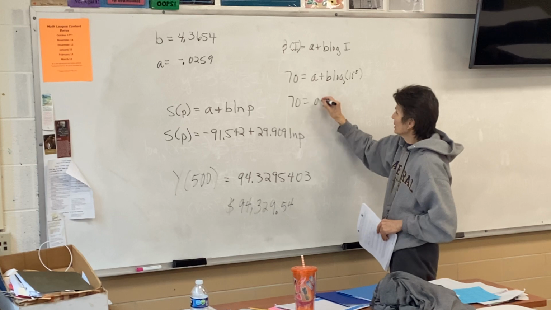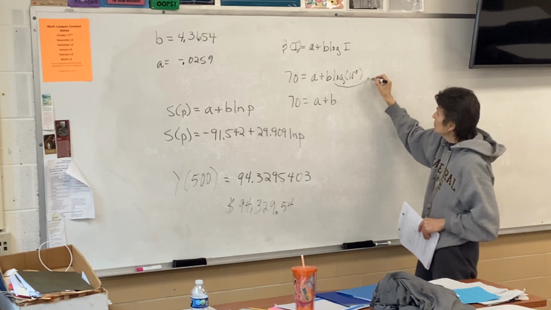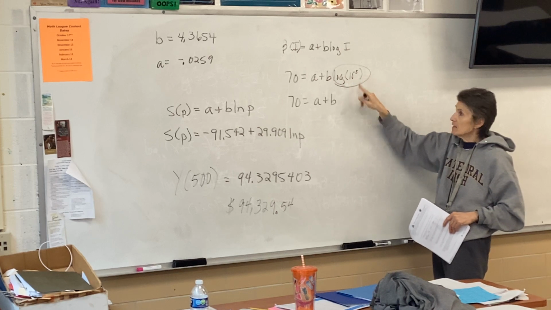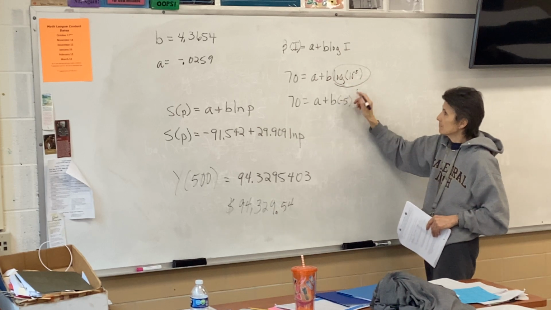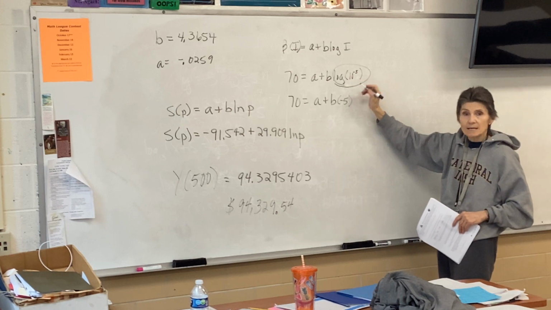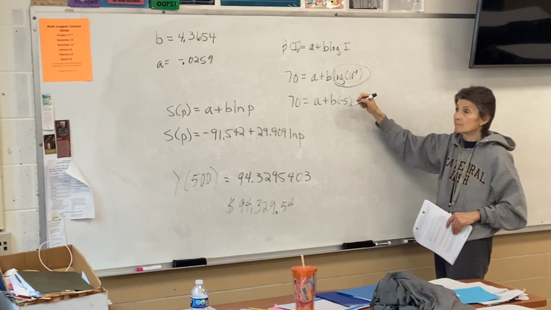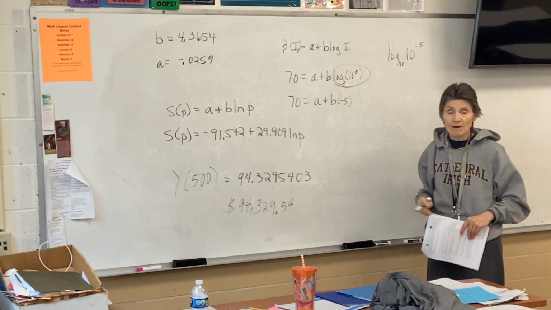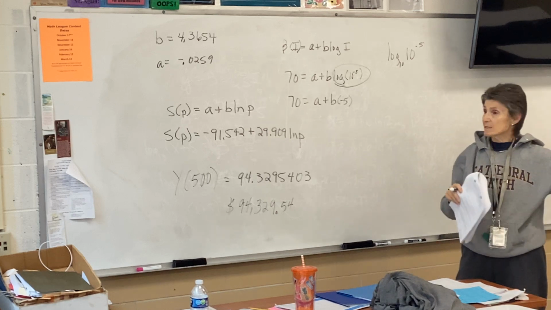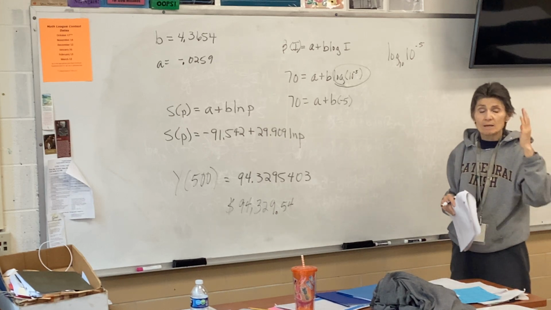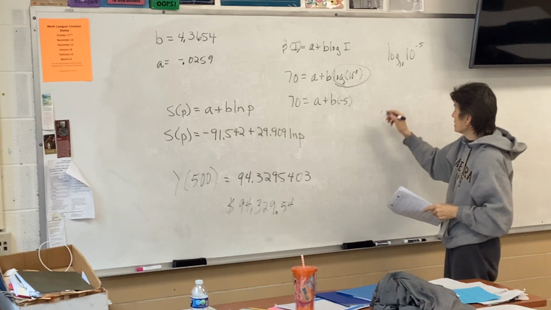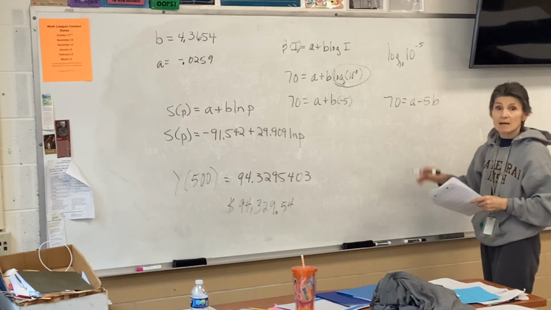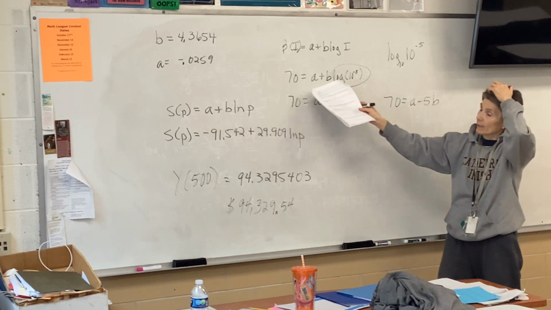So this equation includes the log base 10 of 10 to the negative fifth. That right there is just negative 5 because log is base 10. And log base 10 of 10 to the negative fifth is negative 5. Again, one of your properties, you simply got to know them, okay? So that equation is 70 equals A minus 5B. That's not a bad equation at all, considering what it looked like when we started.